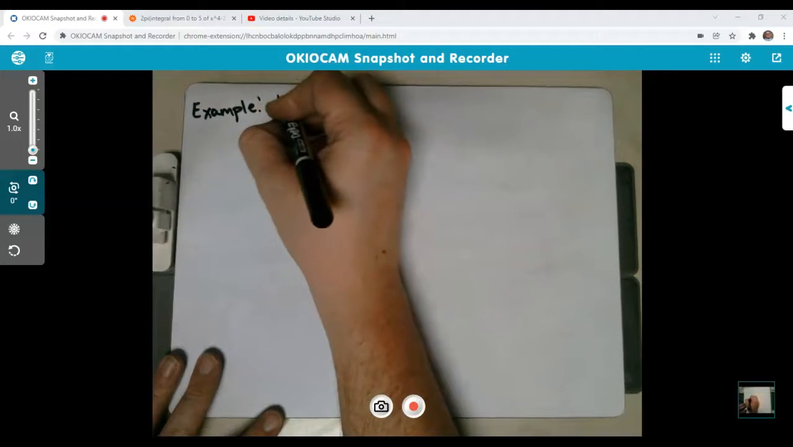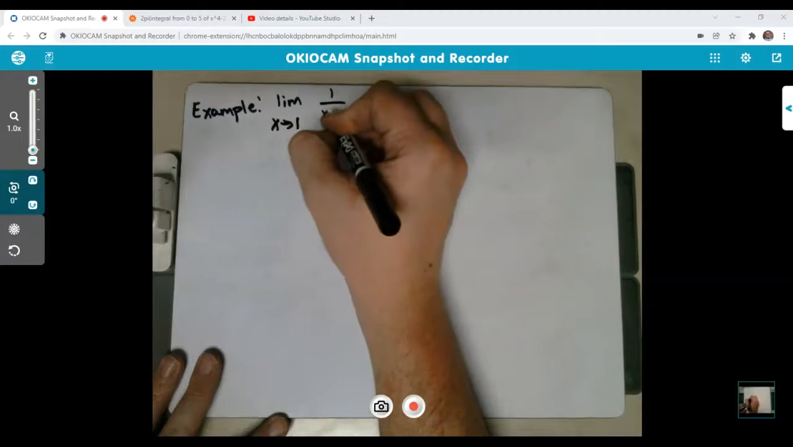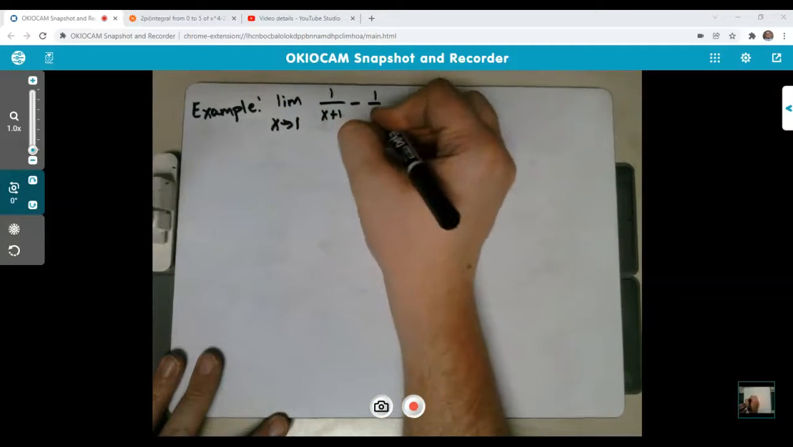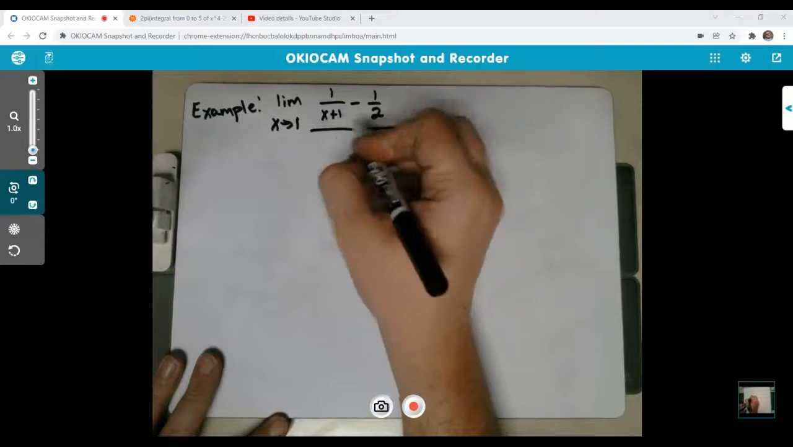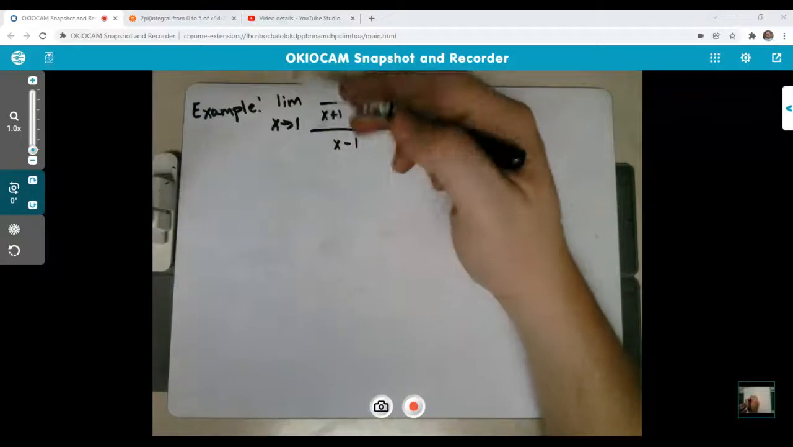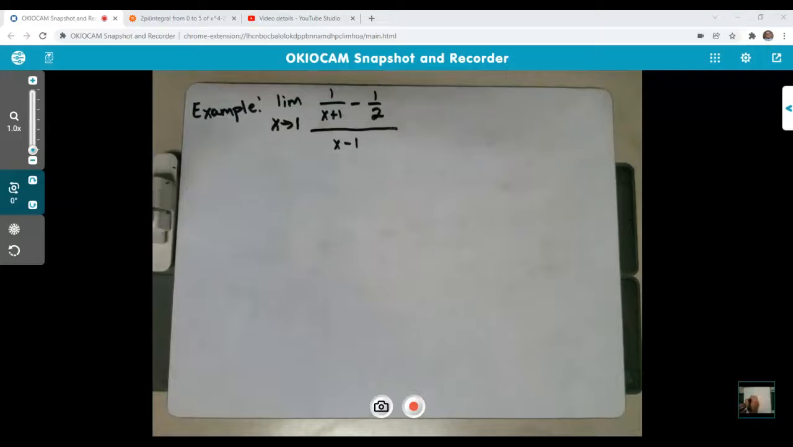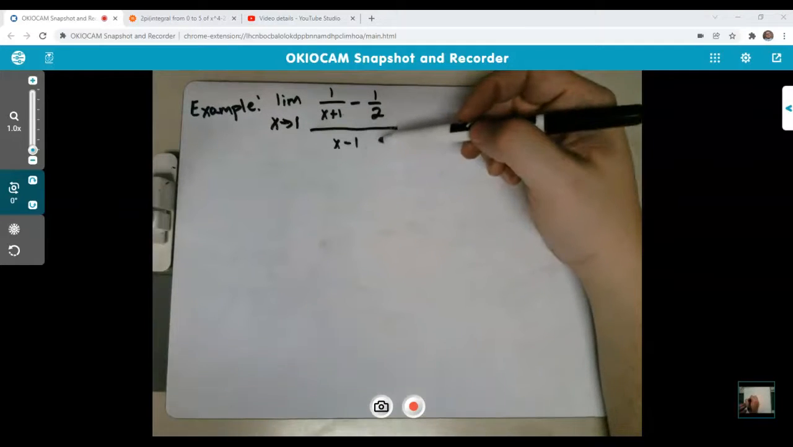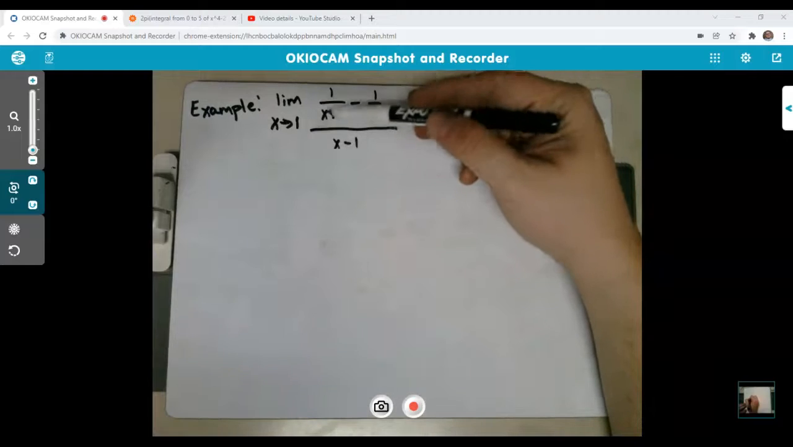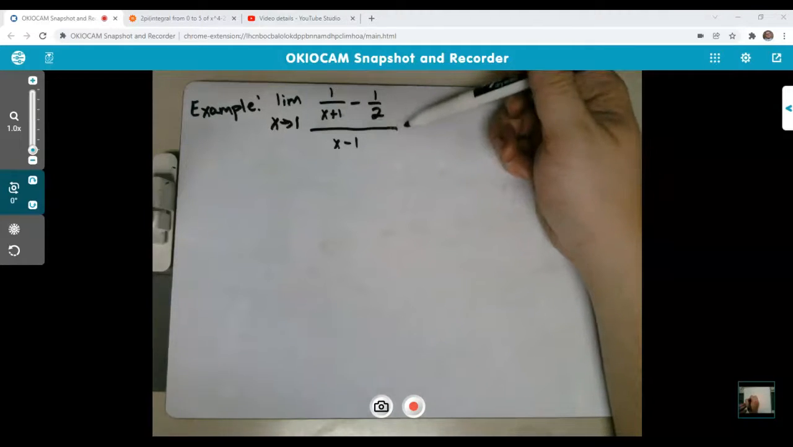This one's going to be the limit as x approaches 1 of 1 over x plus 1 minus 1 over 2, all over x minus 1. So for this one, again, if I were to try to plug in a 1 right here, it wouldn't work. And so I've got to try to change this in some way. I can see straight up that this is going to be a pain because I have a fraction within a fraction, right? Just looking at that is scary.